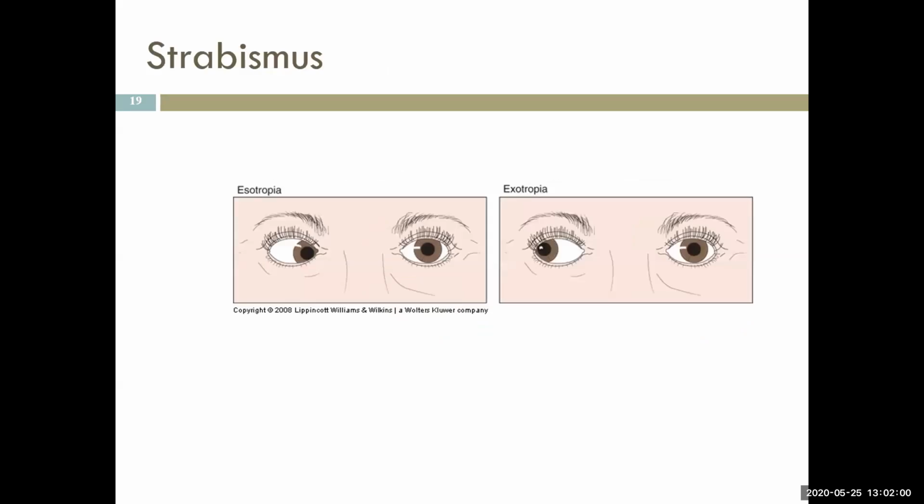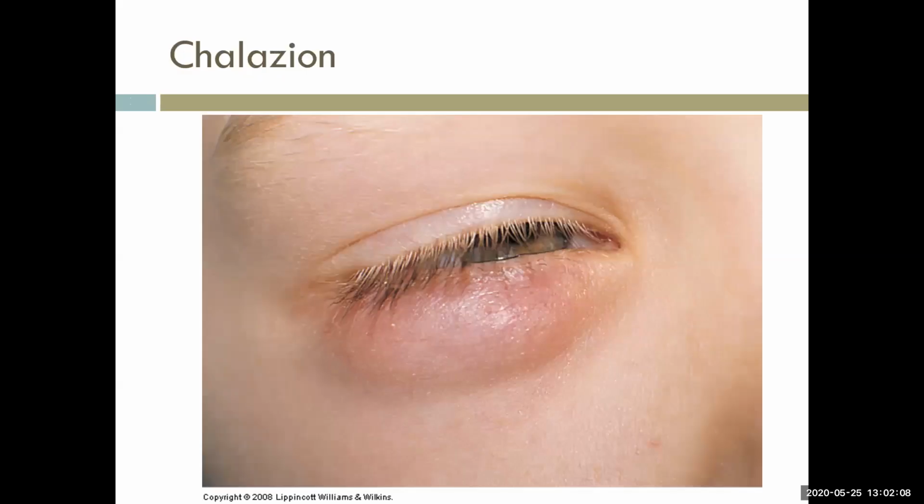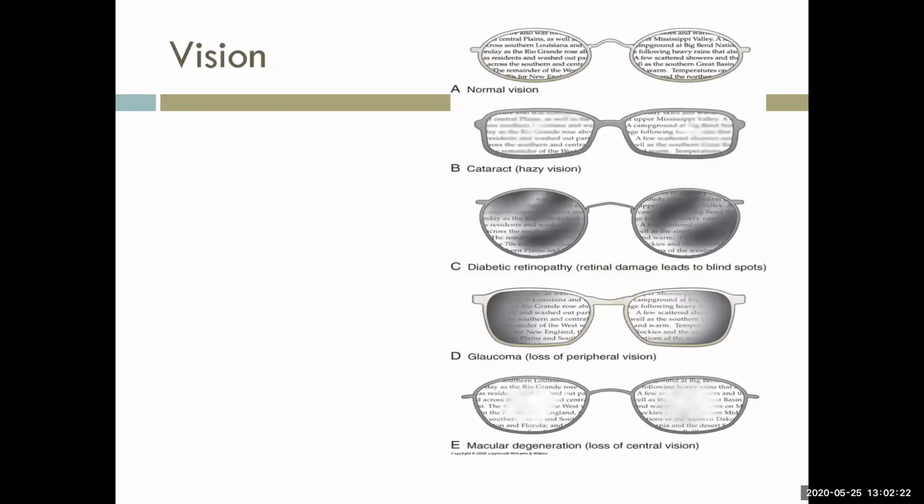This is strabismus, the esotropia. So you can see the eye going inward, whereas with exotropia, the eye is going outward. Chalazion, this would be the one where you could see that the chronic nodular inflammation results in a blocked duct, has a swelling. You can see this one's on the lower eyelid, often called a hailstone.